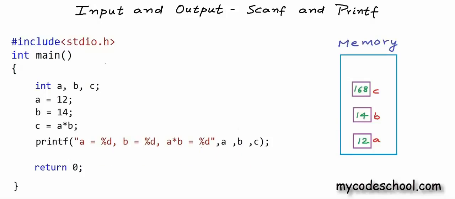Okay, so we have a program here that's calculating product of two numbers a and b, but we are setting the values of a and b in code itself. Of course, I can change the code if I want different values for a and b, but ideally my program, while it's executing, should ask the user to input a and b.